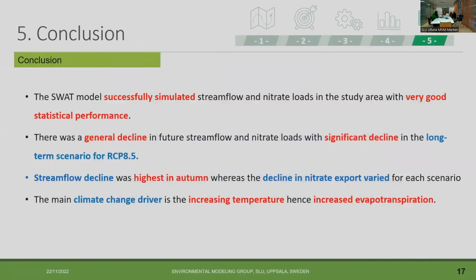So in conclusion, we can conclude that the SWAT was able to simulate stream flow and nitrate load for our study area quite well, and there is a general decline in stream flow and nitrate load, especially in the long-term scenario. While stream flow decline was highest in autumn, the nitrate varied for each scenario differently. And the main climate change driver here is probably the temperature, although the rainfall also counts, but we think it's temperature causing increased evapotranspiration. So thank you for that.